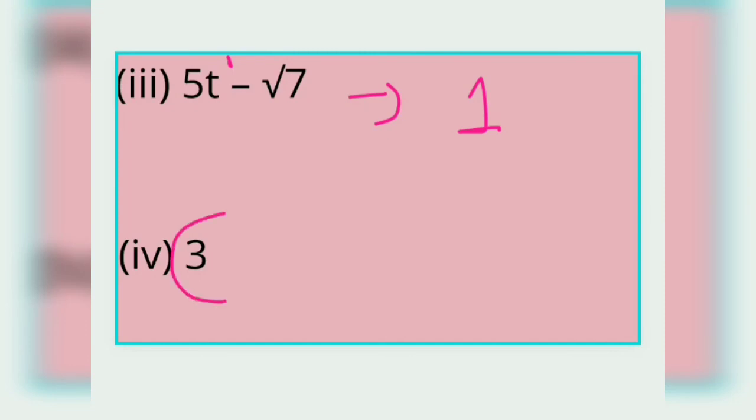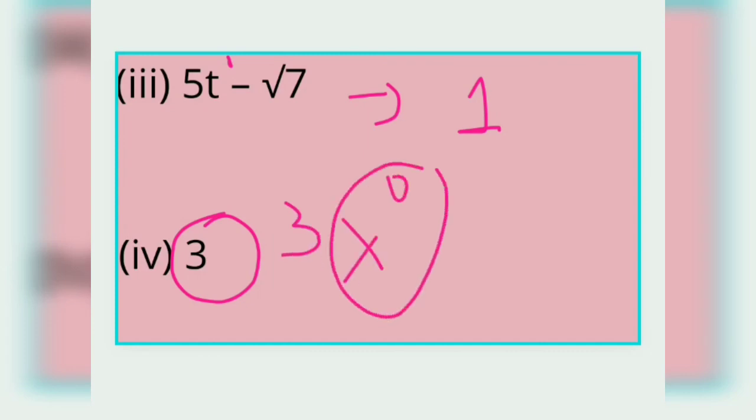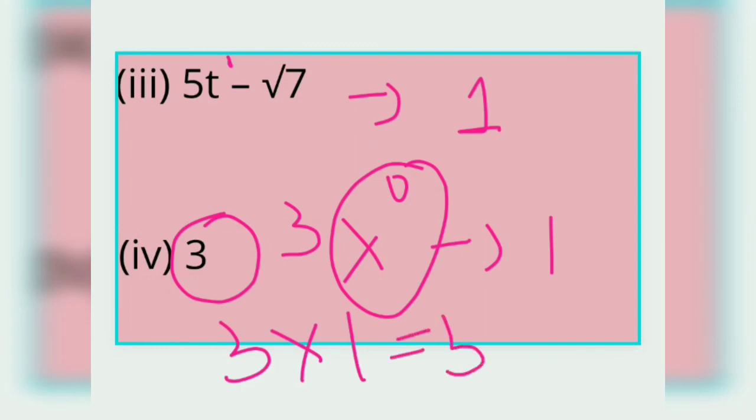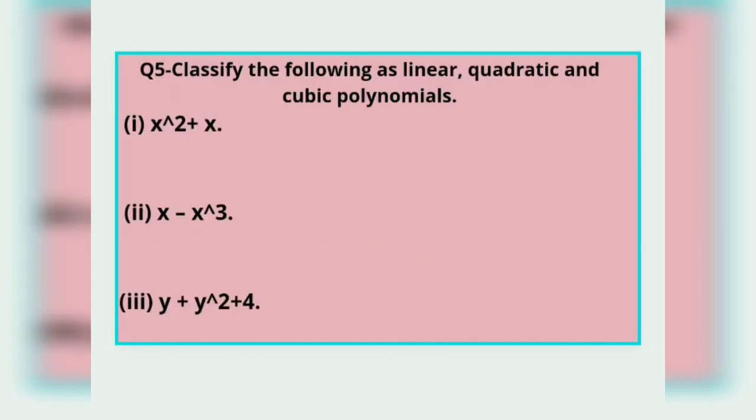Now 3. Do I have any variable? No. That means I can write this as 3x raised to power 0. Because I know x raised to power 0 is 1 only. Correct? And 3 multiplied by 1 is 3. So you can see the power of x is 0 here. So for this, my answer would be 0, because there is no x variable. Quite easy. Move to question number 5.